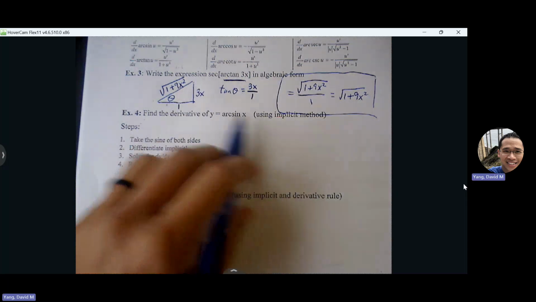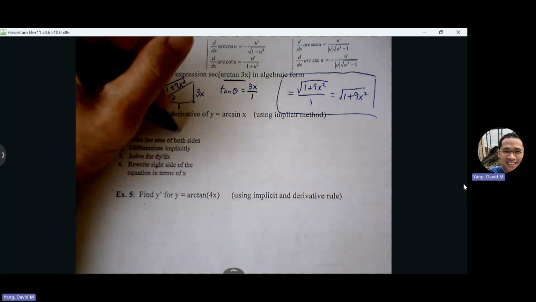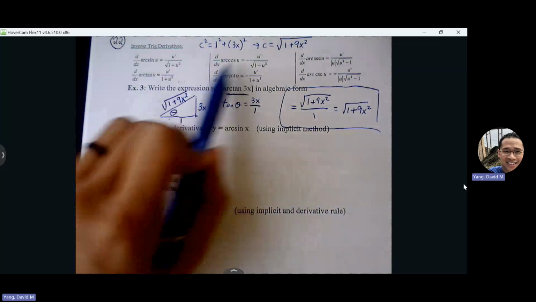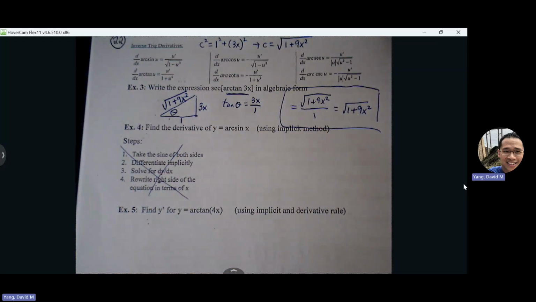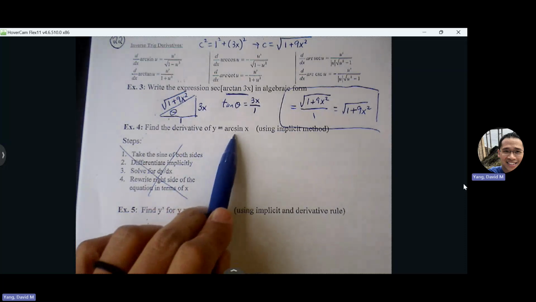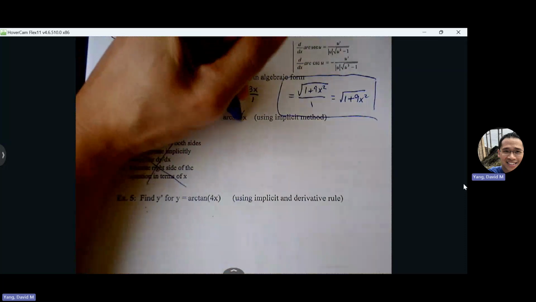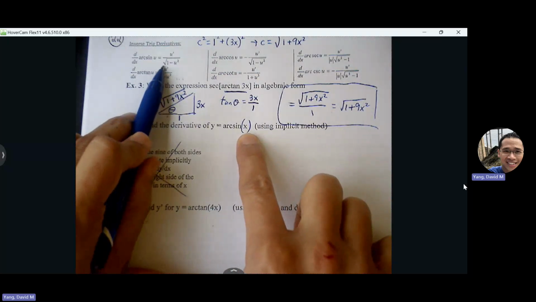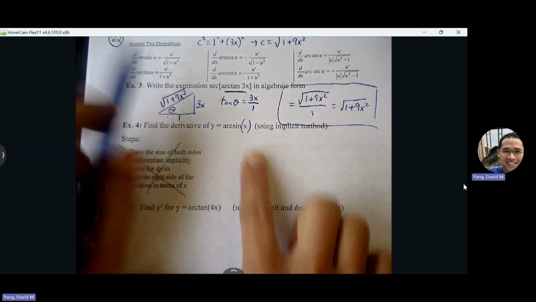There's a way to find the derivative using implicit method, but I'm just going to have us practice the derivative rules that we see above, and we're just going to practice getting used to them. So number 4, find the derivative of y equals arc sine of x. So x is our u value, and we're simply going to apply the rule u prime over square root of 1 minus u squared.